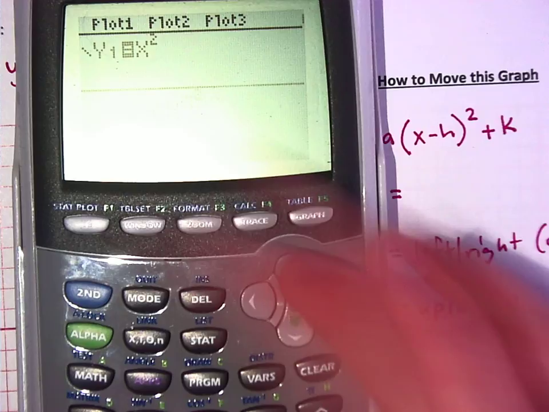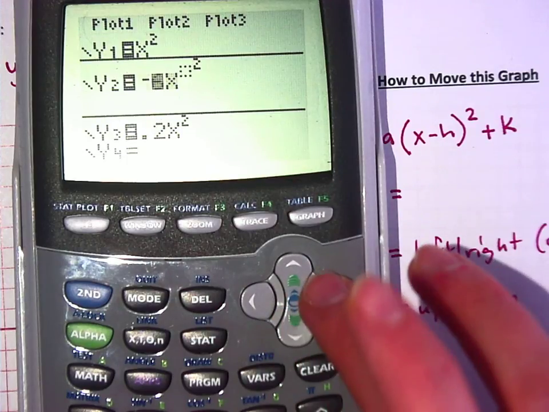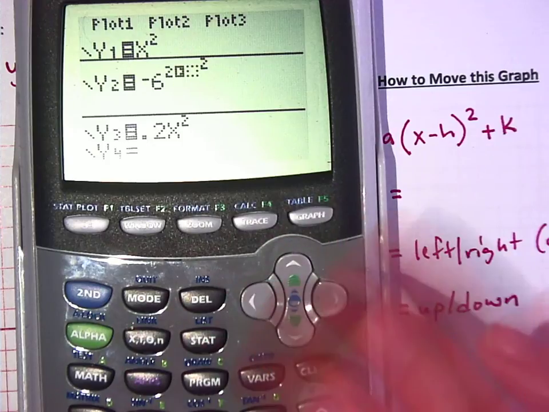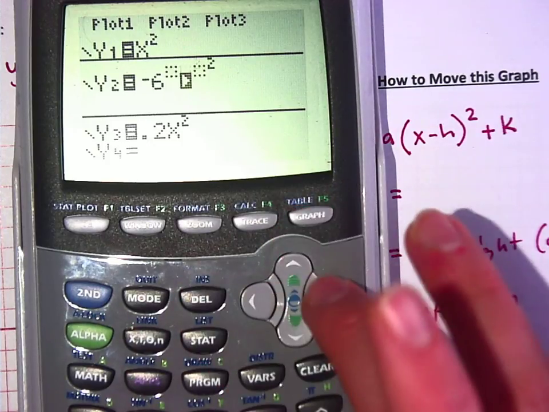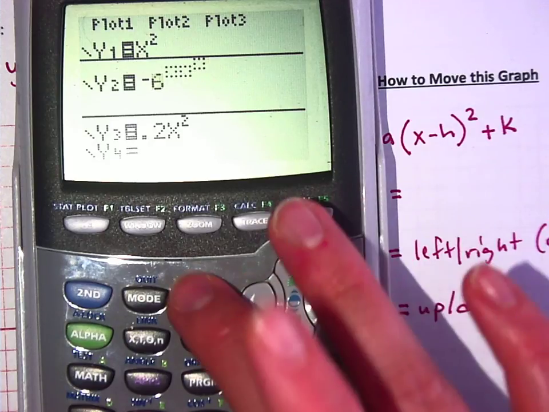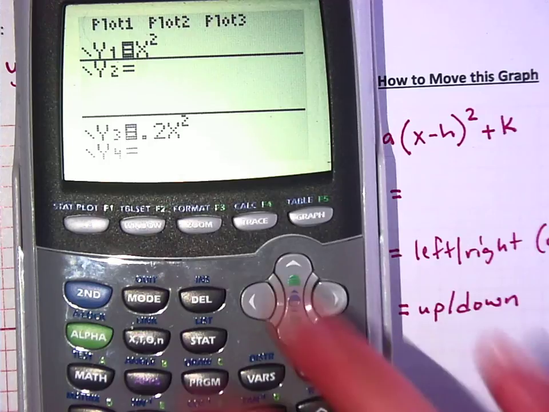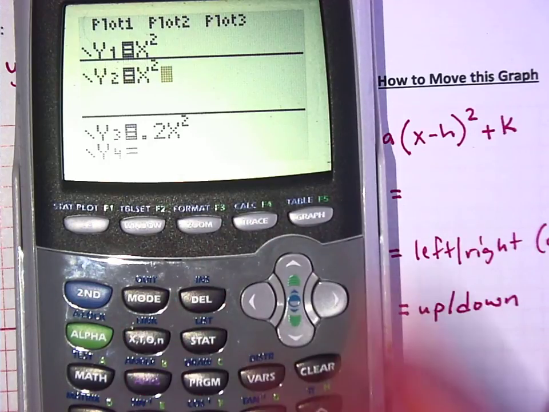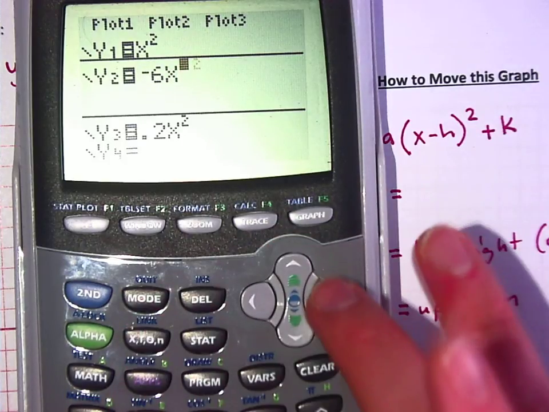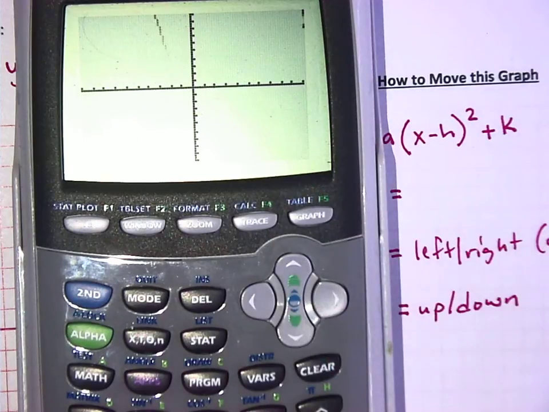Oops. It's a calculator. All right, just delete, delete, delete. X squared, what did I say? Negative 6x squared? Yeah. Regular, wide, oh, upside down, then the wide one.